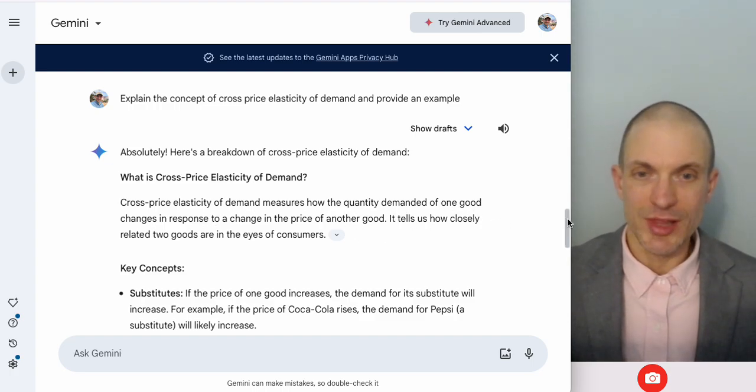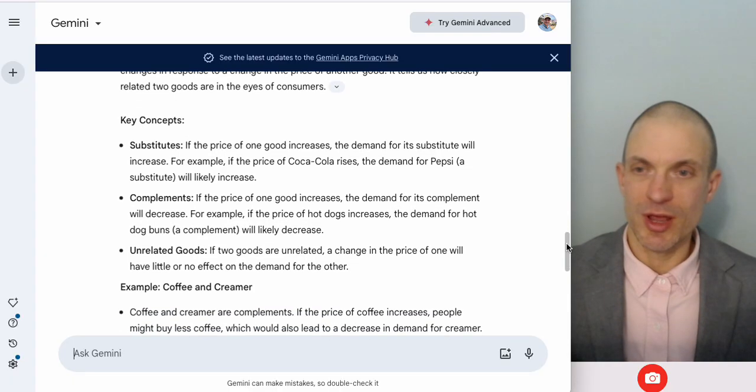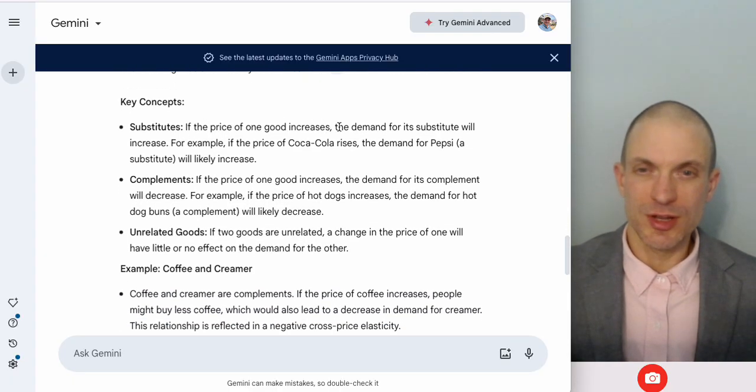How related the goods are in the eyes of consumers? Yep, that's right. Substitutes: if the price of one good increases, demand for its substitute will increase. Yes. And we'll get a positive cross elasticity, which is what they should have said, but they didn't.